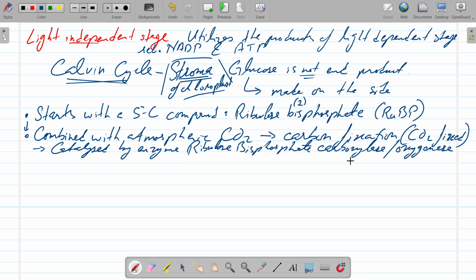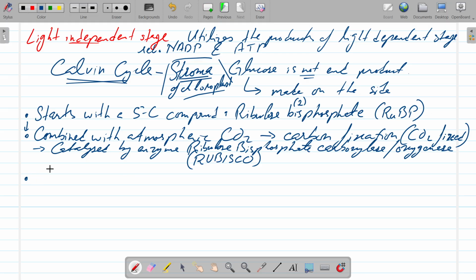Okay, so ribulose bisphosphate carboxylase or ribulose bisphosphate oxygenase, either of those two work, is the enzyme that catalyzes this reaction. It is called Rubisco, all caps.